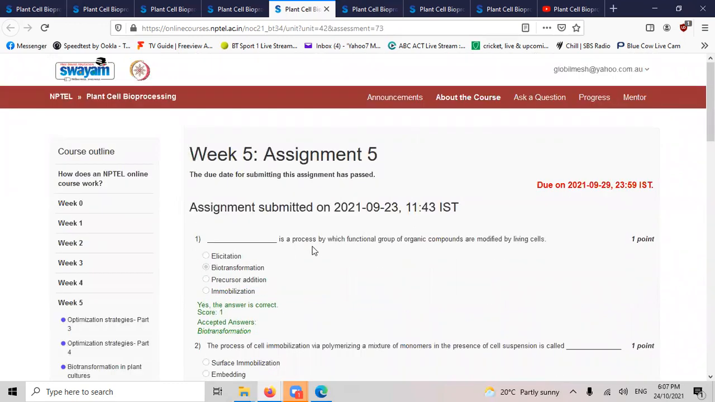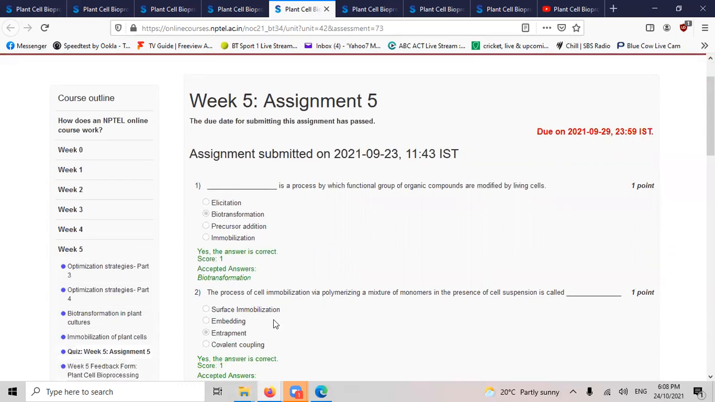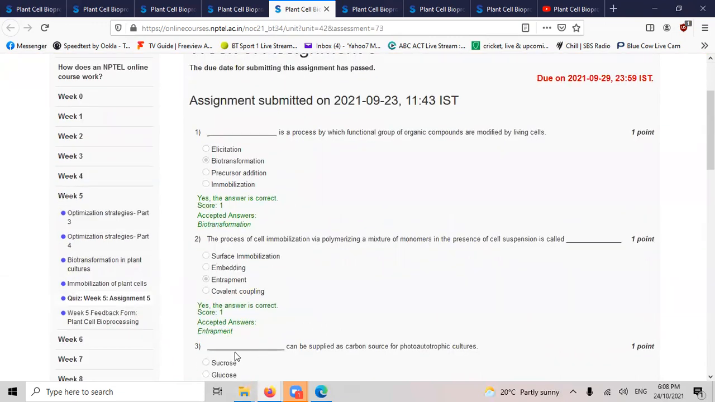Something is a process by which functional groups of organic compounds are modified by living cells: biotransformation. The process of cell immobilization by polymerization in a mixture of monomers in the presence of cell suspension is called entrapment. Carbon dioxide can be supplied as a carbon source for autotrophic cultures.